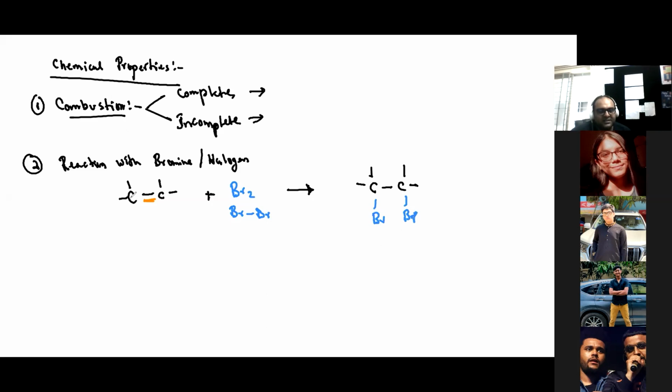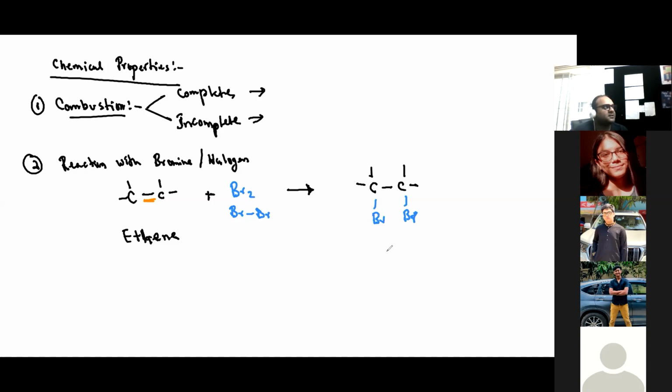So what is the name of this compound? The starting compound, what is its name? Methane. No, ethene. Sorry, ethene. And what is the name of this compound? Something bromide. Ethanobromide. Anybody? Bromoethane. Bromoethane. Very good. Who answered this? Hakim, I am sure. Hakim.